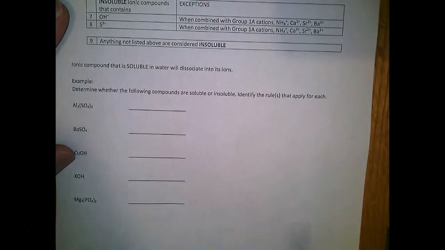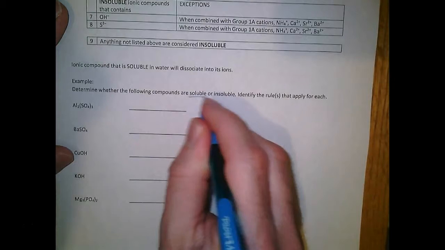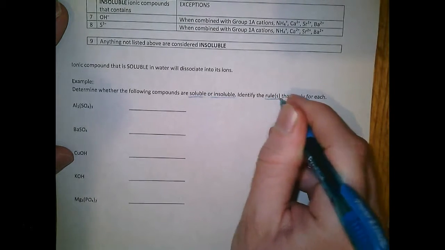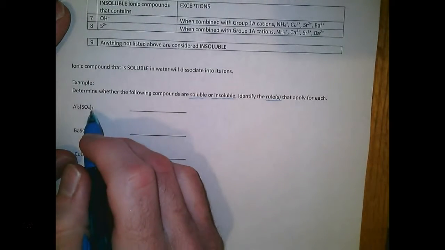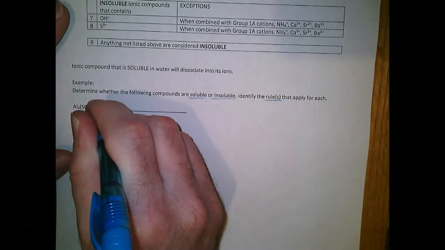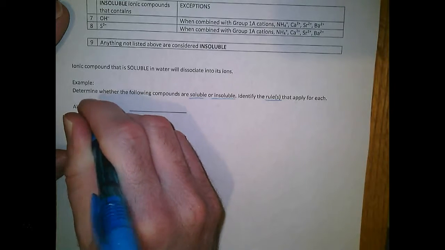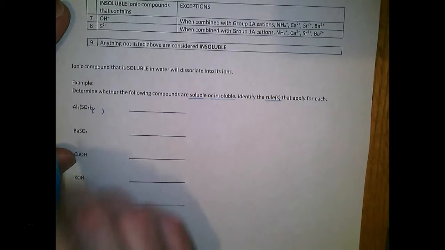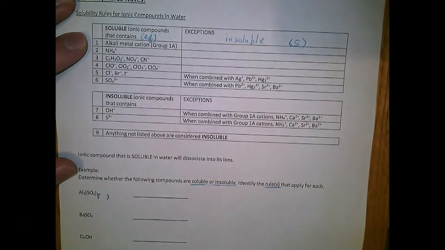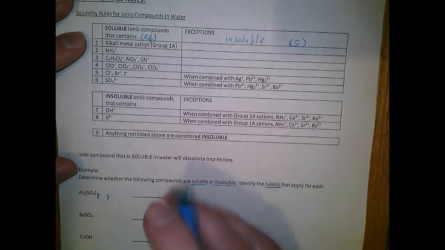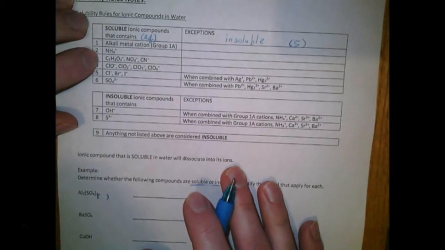Al2(SO4)3. It tells us to determine whether they are soluble or insoluble and identify the rules that apply for each. I'm also going to put the state of matter right here, either aqueous or solid. Okay, Al, the first thing I want to do is check to see if it applies to rule 1. Is Al an alkali metal? It is a metal, but it's not an alkali metal. Alkali metals are in group 1. Al is in group 13. So it's not that. It's not NH4.